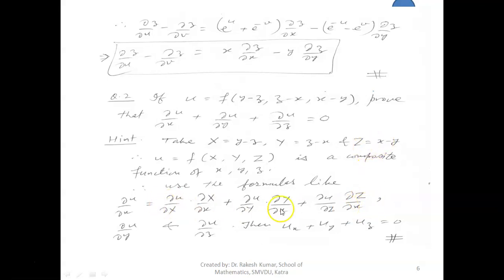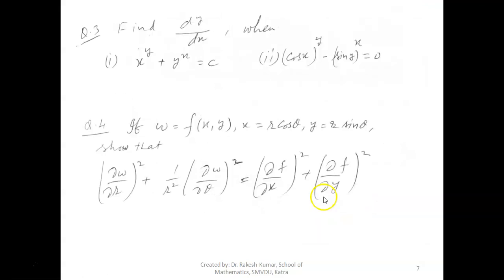So this way we will be writing these, and then each case for del y of u and del z of u, and then combining all these, we are going to get this summation equal to 0. You can try it out.